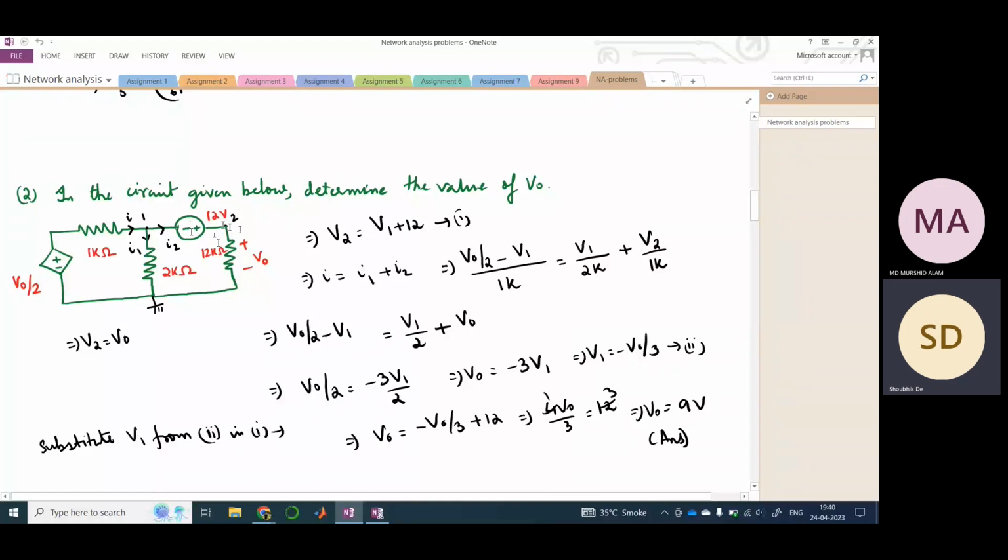So this node and this node are connected by this 12 volt source, where the voltage of node 2 would be higher than V1 if you add this 12 volt source, right? You understood this, right?